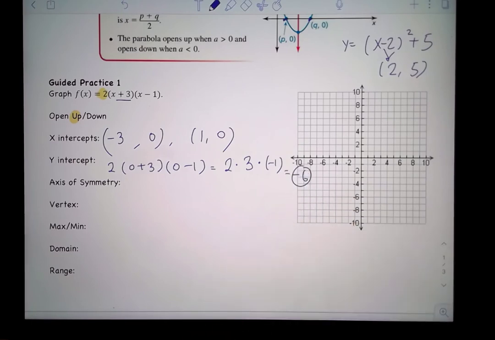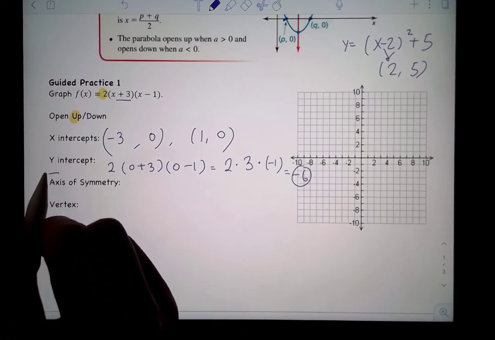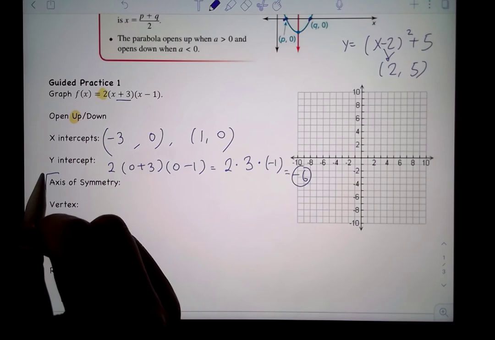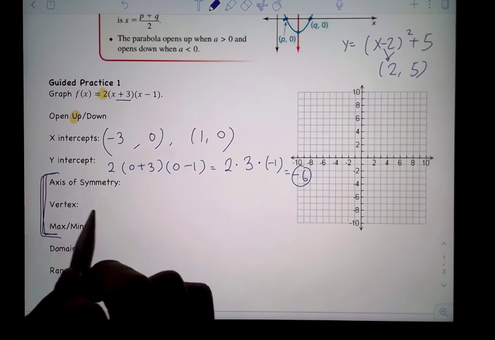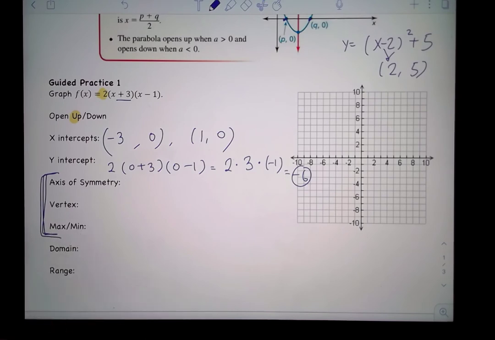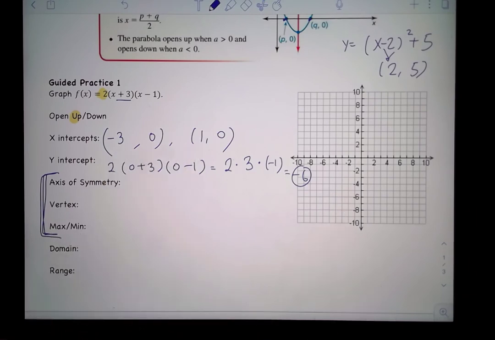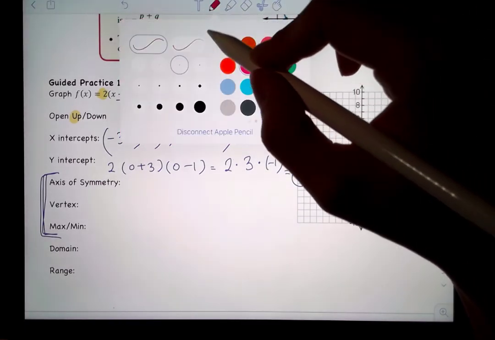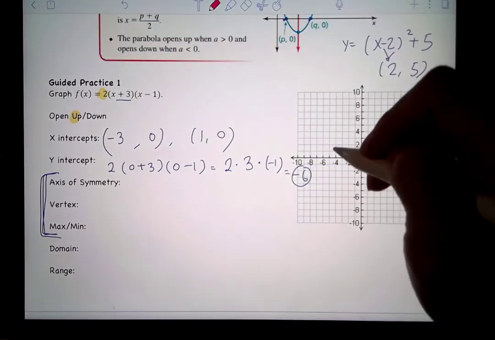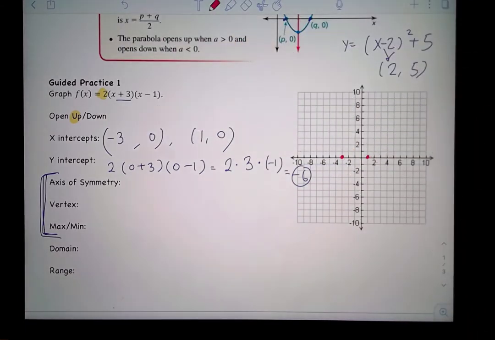Right? And we need to get the axis of symmetry, vertex, maximum, minimum. These are like one set, right? If you know this, you can get the vertex. If you know the vertex, you can get the maximum or minimum, right? But hold on, let me plot these 2 points first. All right, so my points will be negative 3 and 1, right?